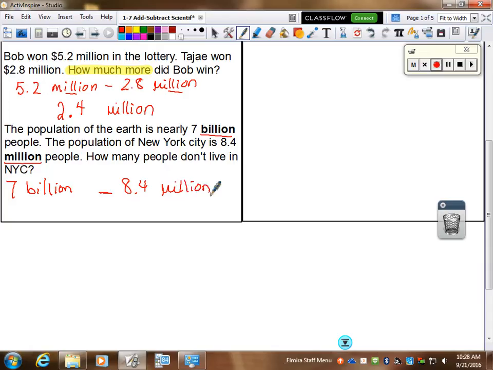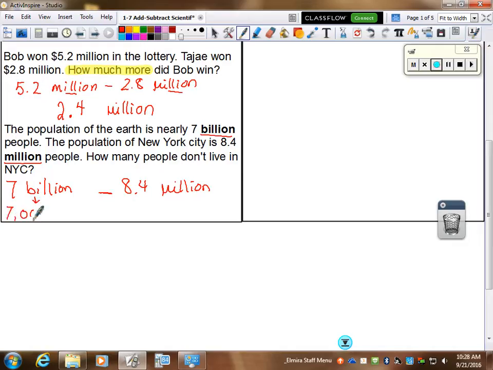Now, this problem is not as straightforward as Bob and Tajay's problem because Bob and Tajay were both millions. We could just subtract the 5.2 and the 2.8, got our answer. This is 7 billion, this is 8.4 million. They're not the same size of number. So just subtracting those wouldn't work. In fact, even if we tried, 7 take away 8.4 would be a negative number, and that doesn't even make sense.